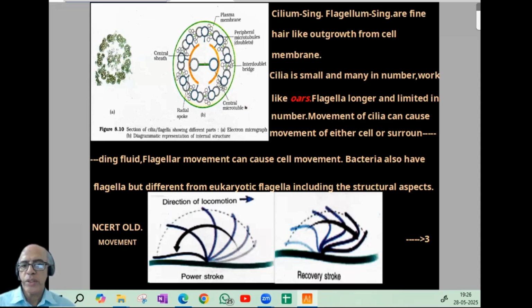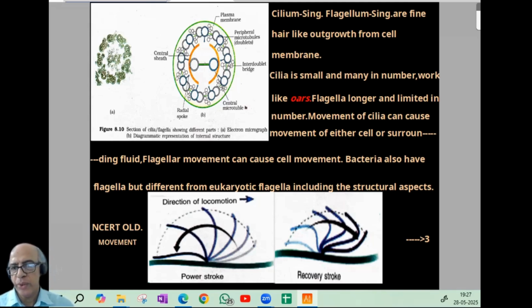Movement of cilia can cause movement of either the cell or the surrounding fluid because many cilia will be working. Flagellar movement can cause cell movement. And remember, bacteria also have flagella that we studied in prokaryotes, but different from eukaryotic flagella, including structural aspects. And these two diagrams, again old NCERT, show a power stroke and recovery stroke in connection with the movement, how the structures work. I think the second page is clear.